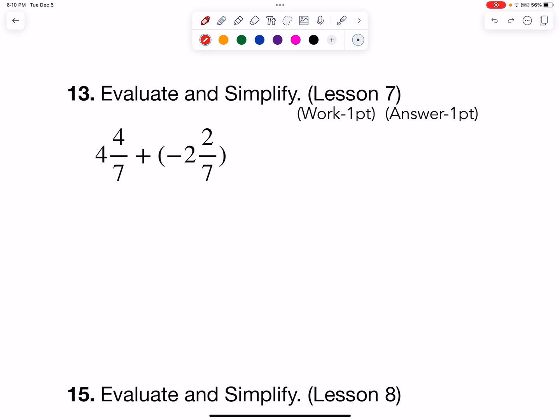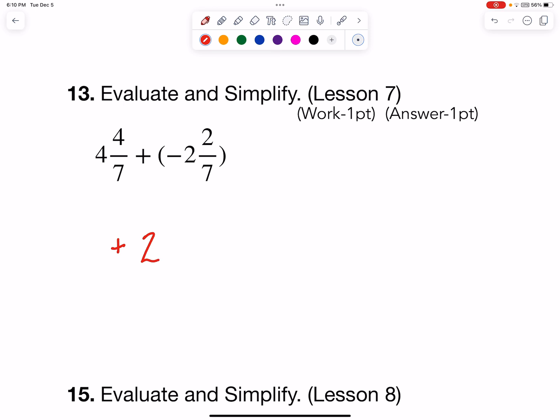Keep the sign of the bigger, which is going to end up being positive. So we're looking at these two fractions. Can I do the 4 minus the 2 and the 4/7 minus the 2/7? I actually can on this one, so it's pretty easy to keep it a mixed number. So I'm going to go ahead and do that. So 4 wholes minus 2 ends up being 2 wholes.